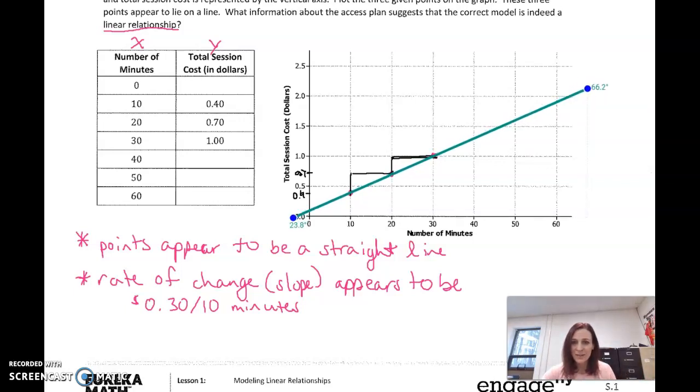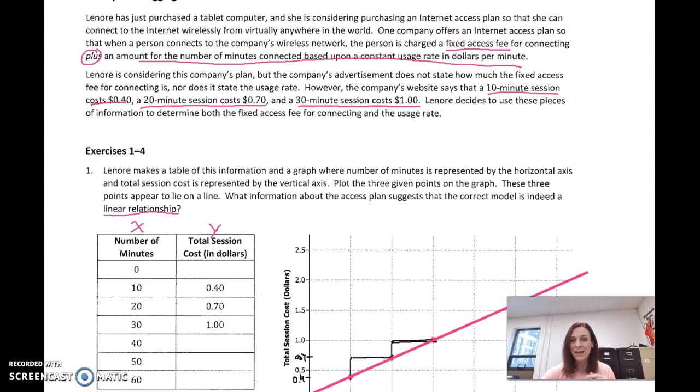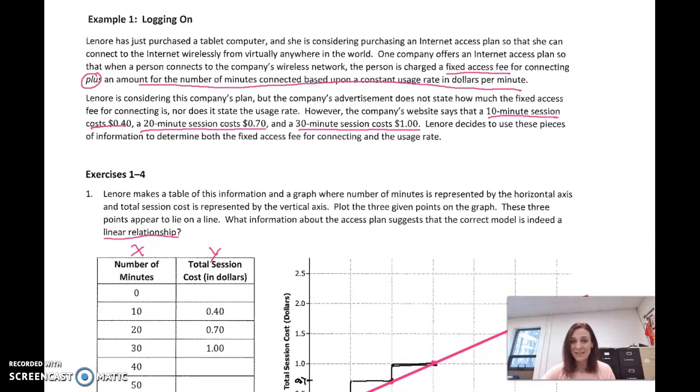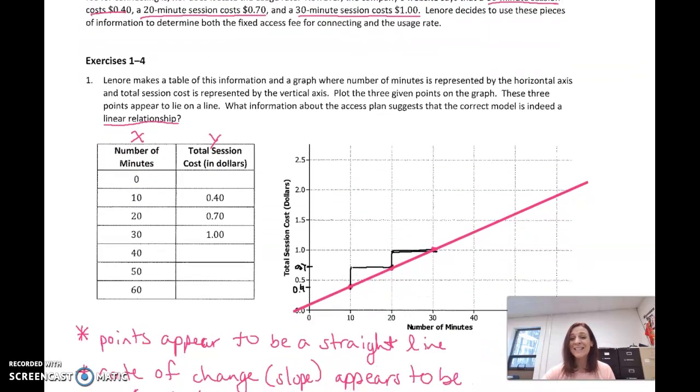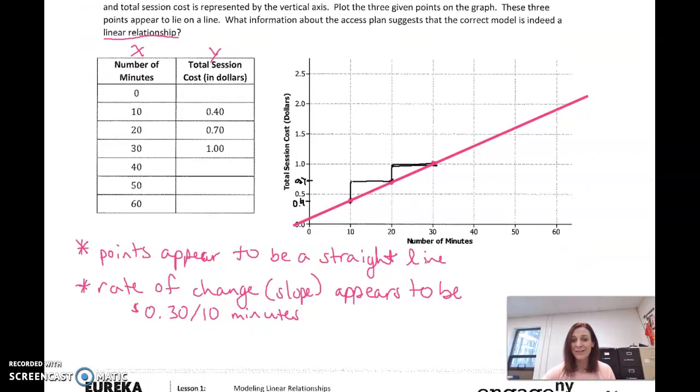Okay. And the reason I hesitate a little bit is because I wanted to put it through 0, 0, right? I'm like, hey, if we're not doing any minutes, we're not charging anything. But remember, up top here, it said we're paying a fixed access fee plus some change per minute. Okay. So when I draw this line in here, I can see that we're going to be charging something. Okay. So there's my line.